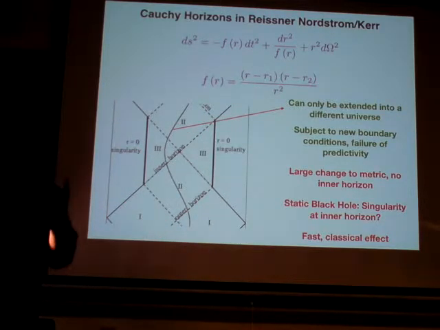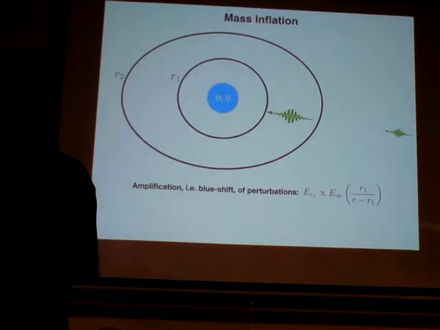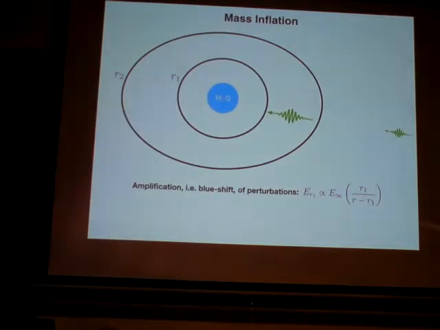Okay? So the people in the GR community are well aware of this problem. And there's an old idea on how to solve it, and that is an idea due to Werner Israel and Eric Poisson back in the 1980s. This is a phenomenon called mass inflation. And their basic point is the following.